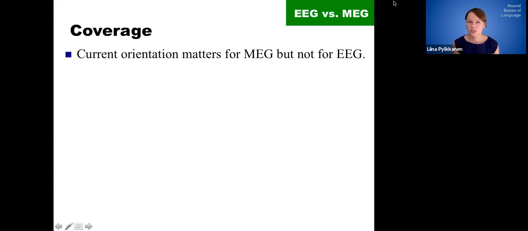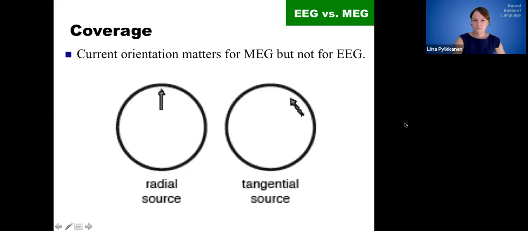Okay, so coverage-wise, for MEG, current orientation matters in a way that it doesn't for EEG. What I mean is that the orientation of the current in your brain, of course the currents could be oriented in many different ways. So let's look at this a little bit. Here are two different currents. One of them has a radial orientation and the other one has a tangential orientation relative to the skull.